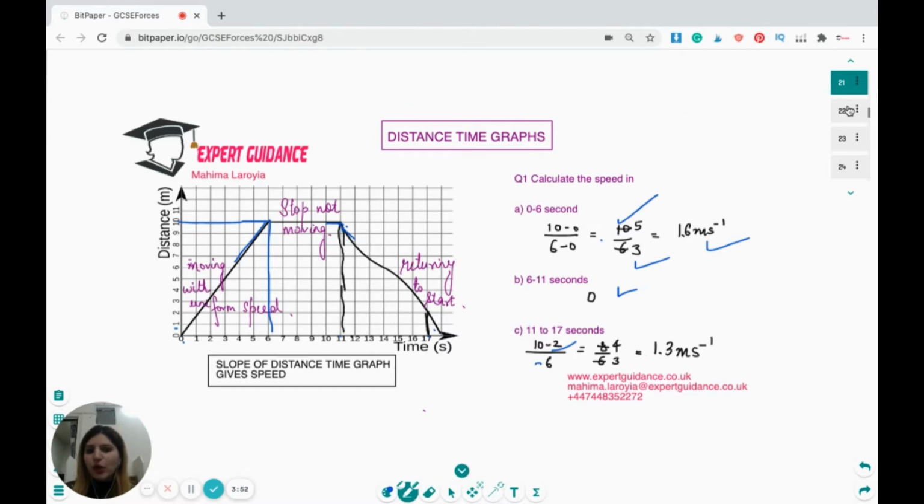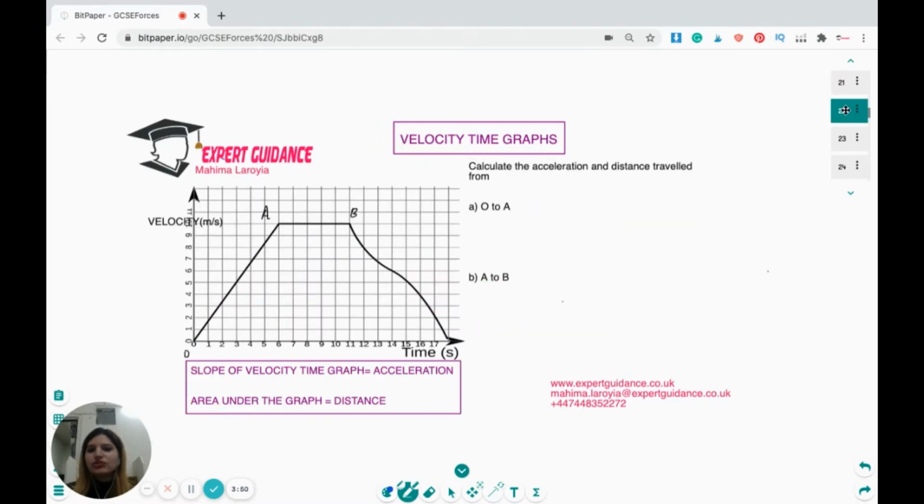Okay, so I hope this distance time graph is clear to you. Now let us look at the velocity time graph. In the velocity time graph, O to A means that the body is changing velocity but at the same rate. So it means that the body is moving, in this case, with constant acceleration or uniform acceleration. So there's a constant acceleration or uniform acceleration in this part of the graph because it is the velocity time graph.